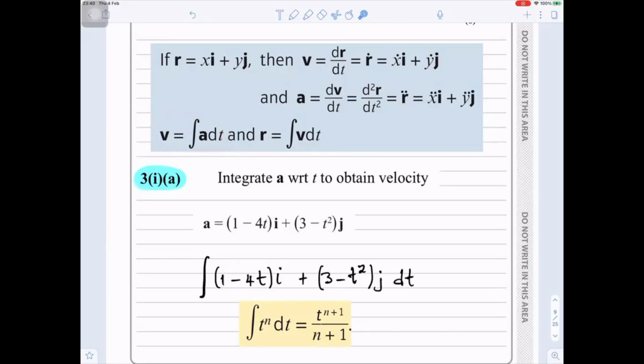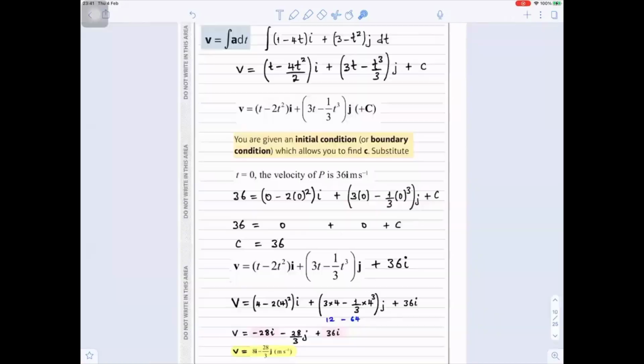So you integrate acceleration with respect to t to obtain velocity, and then you put the constant of integration. So we put acceleration, (1 minus 4t)i plus (3 minus t squared)j. And this is the formula for integration. You add 1 to the power, you divide by the new power. So the power is n plus 1, you divide by n plus 1. That's the process for integration.